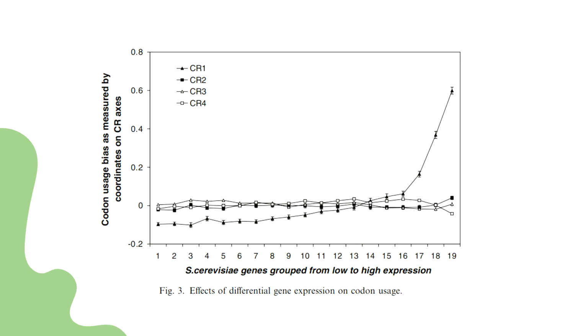Now the next one is the codon usage bias, measuring the coordinates on the CR axis. And as you can see in this graph, we will see the effects of the codon usage in our sample. As you can see, there are not many big changes that happen when codon usage is added to the gene expression, with a minor change probably in the CR1.